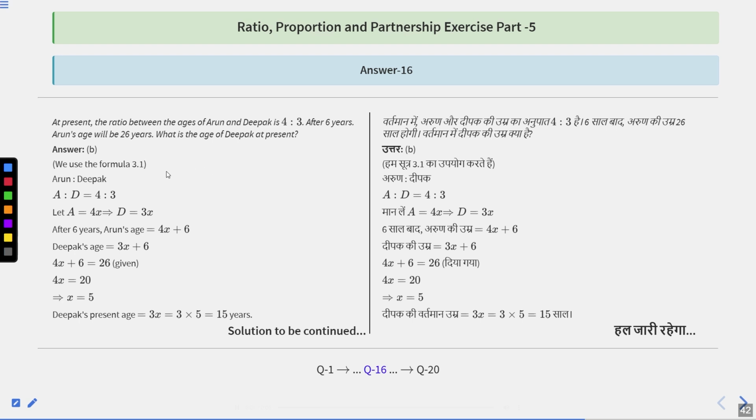The question says that the ratio of Arun and Deepak's ages is 4:3. So let Arun's age be 4x and Deepak's be 3x. After 6 years, Arun's age will be 4x plus 6 and Deepak's age will be 3x plus 6. It is given that Arun's age after 6 years is 26. So 4x plus 6 equals 26, so x equals 5. Deepak's present age is 3x, which is 3 into 5, which is 15.